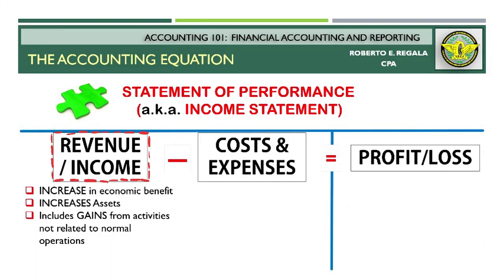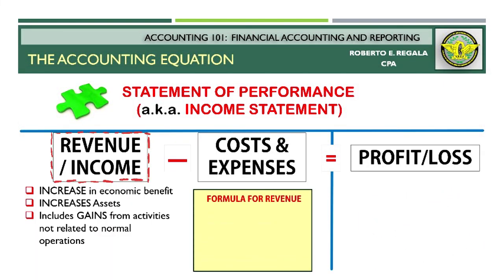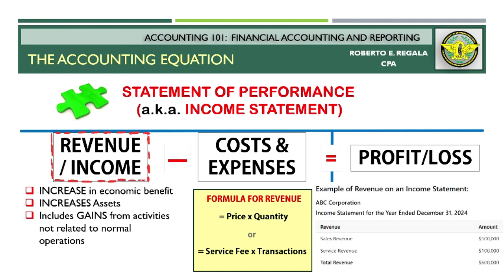They closely monitor revenue trends to assess an entity's potential and market position. The formula for revenue of a merchandising entity engaged in producing or buying and selling of goods is price multiplied by the quantity sold. In a service entity, it is computed as the service fee multiplied by the number of transactions. Revenue is presented as the first item in the income statement.